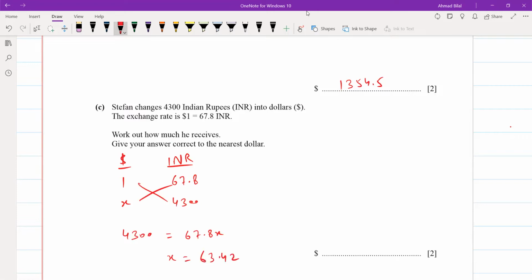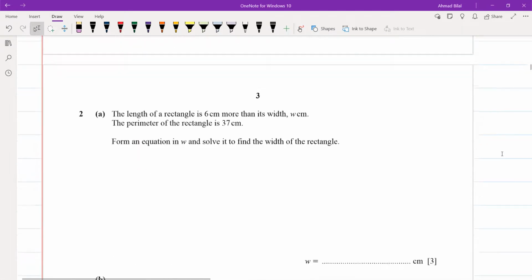लेकिन उसने क्या कहा है? Give your answer correct to the nearest dollar. So this is important. क्या nearest dollar तक आपने देना है? So this becomes $63. उसको round off करना है आपने to the nearest dollar. So this is going to be important, and that gives you $63. Okay. So I think it was a pretty straightforward question, the first one. Let's move on to the next.